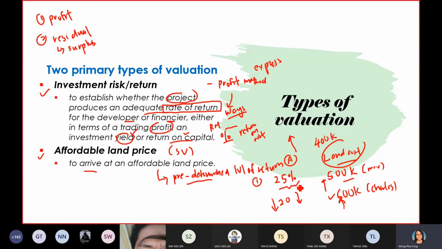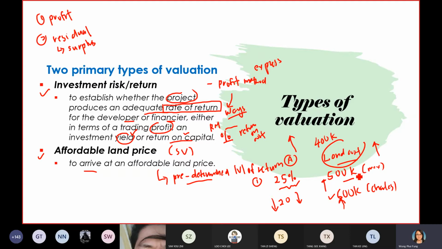So that's why the appraiser, sometimes we also call it financial evaluation. It allows you to test and modify the variable. By changing one variable, you will see how it impacts your rate of return. So the residual method basically is you input the level of return already. You are going to see how much land cost you can offer to the landowner.